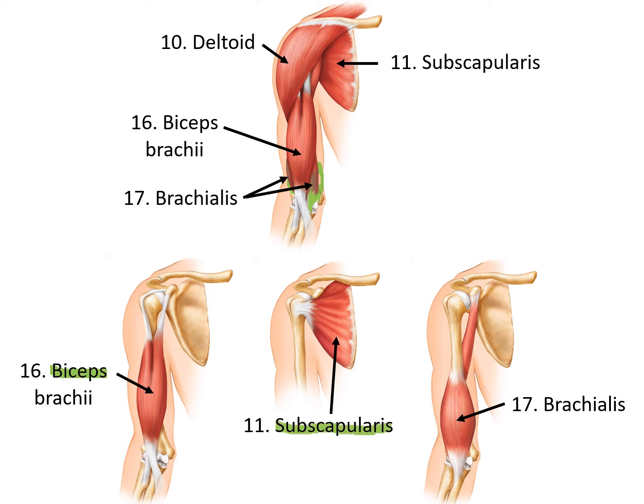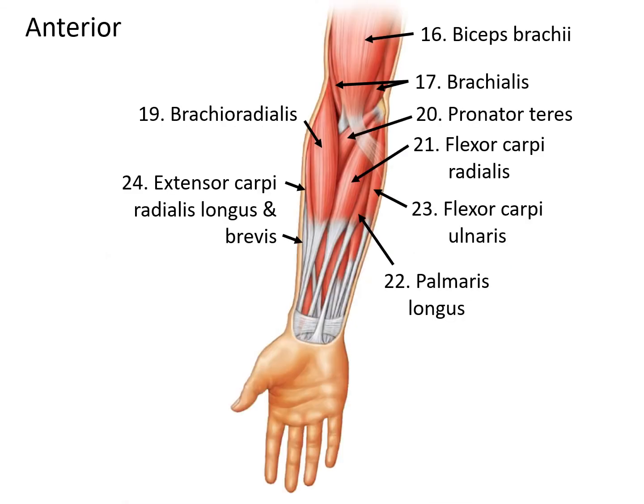Here's the subscapularis by itself. You can see its insertion. And now here is the brachialis by itself. So it's shorter but wider. The other thing is the biceps brachii inserts on the radius. The brachialis inserts on the ulna. So they're going to pull on your forearm at different angles in order to help flex it. Okay. That's the upper arm.